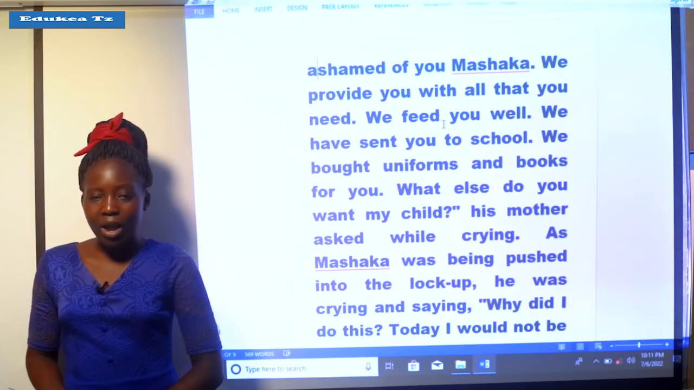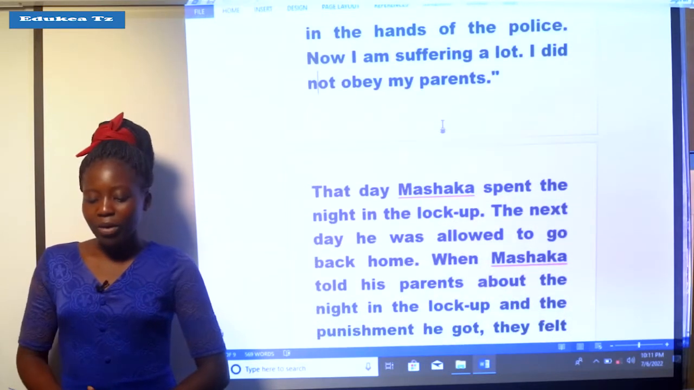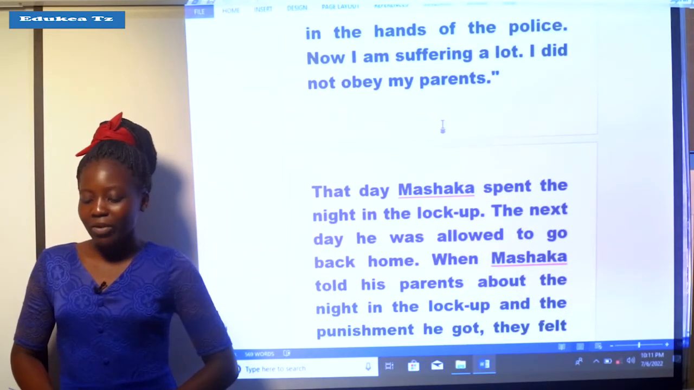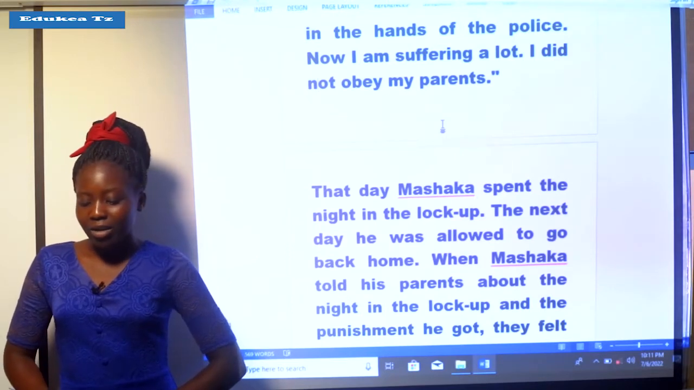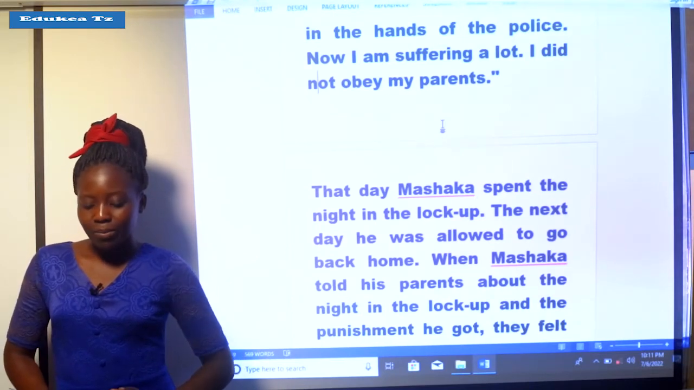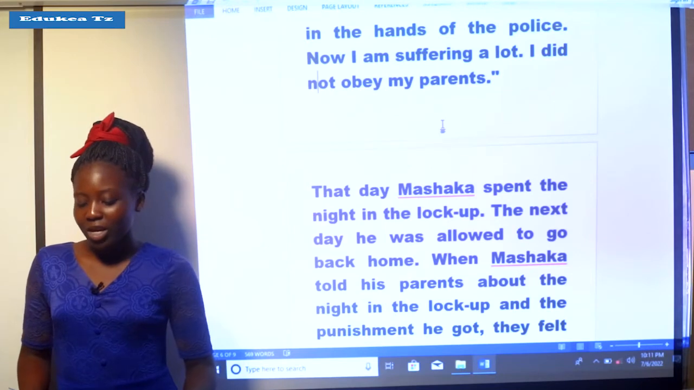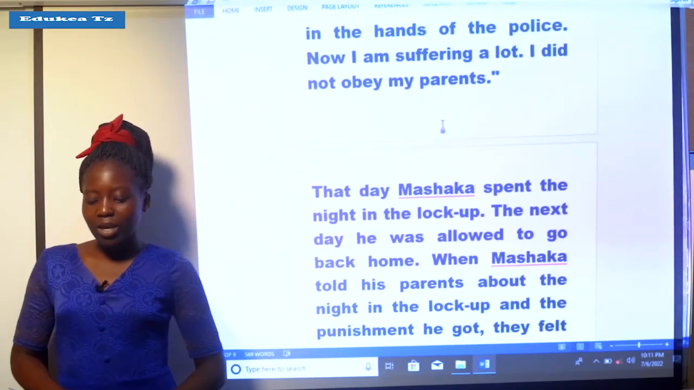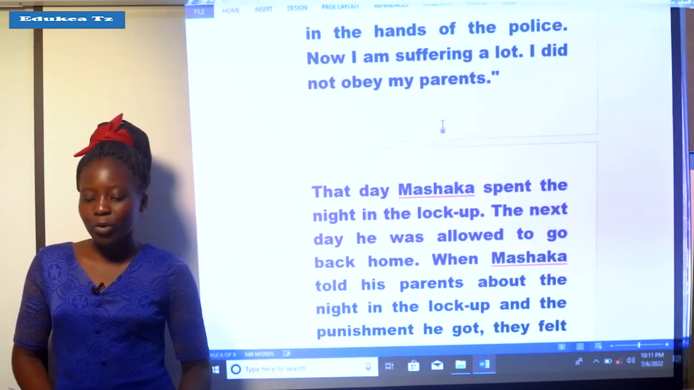"Why did I do this? Today I will not be in the hands of the police. Now I am suffering a lot. I did not obey my parents." That day, Mashaka spent the night in the lockup. The next day, he was allowed to go back home.